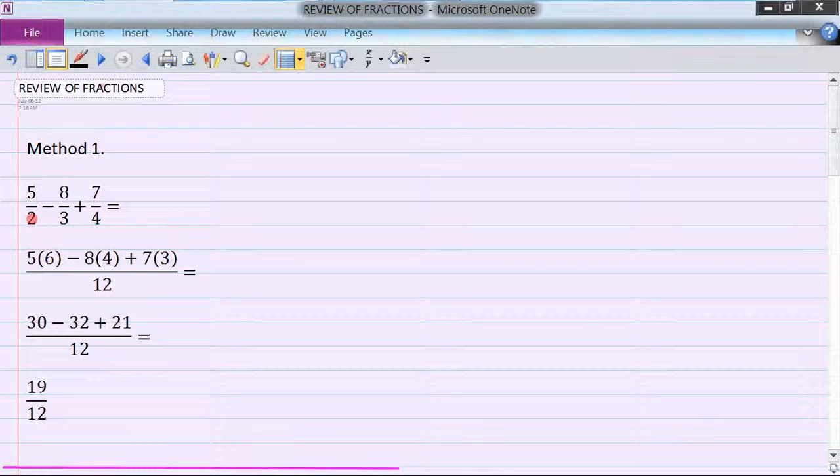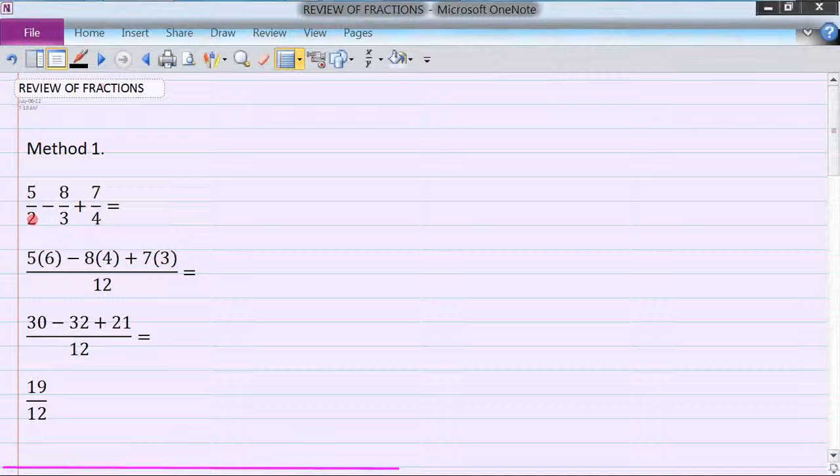So now I say 2 into 12. I take this 2 and I divide the 12 by this number 2 and I get 6. So I'm going to multiply the 5 times the 6. I say 12 over the 3 gives me 4. I'm going to multiply this 8 times the 4. 4 goes into 12 3 times, so I'm going to multiply the 7 times the 3.